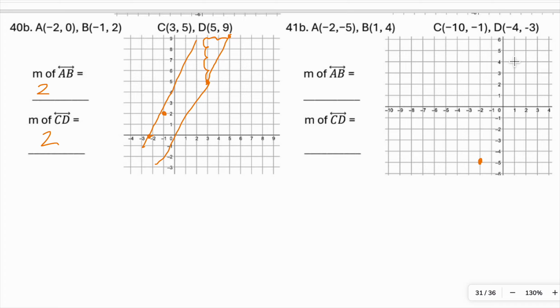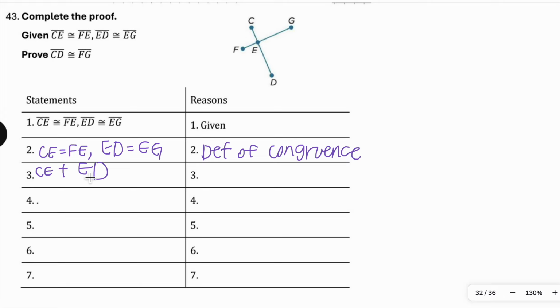And then we know that CE plus ED is equal to CD. And then I'm also going to squeeze in FE plus EG is equal to FG. And that's going to be your line segment addition.